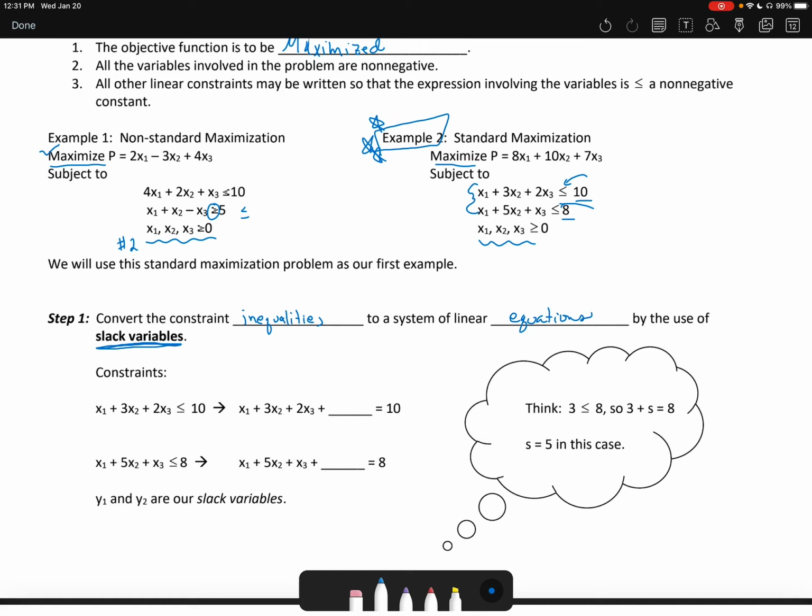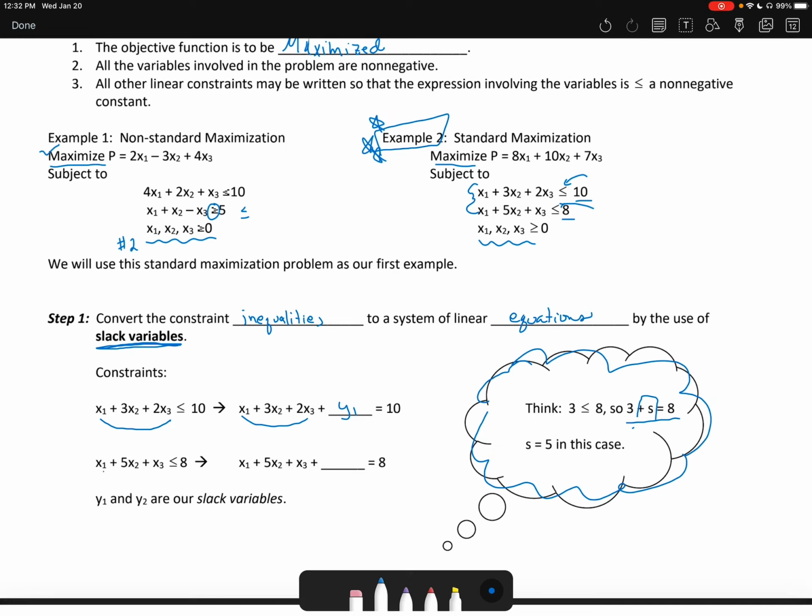The idea is to think back to something simple. If you have a less than or equal to statement, so 3 is less than or equal to 8, that means it's possible to add something to 3 to get exactly 8. If you have a less than situation, you can always add something to that left-hand side to equal the right-hand side. So that's what we're doing. We're saying, well, if these are less than or equal to 10, then if I take these and add something else to it, I should be able to get exactly 10.